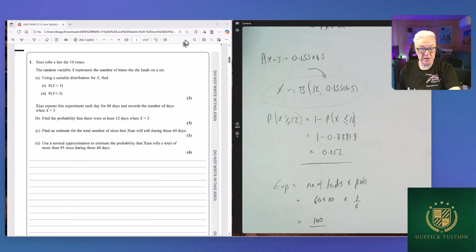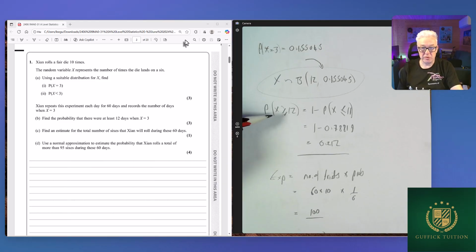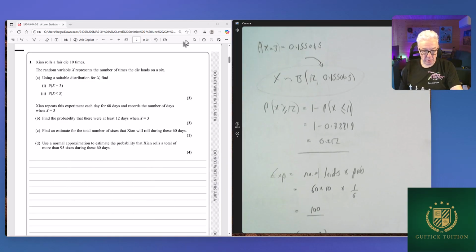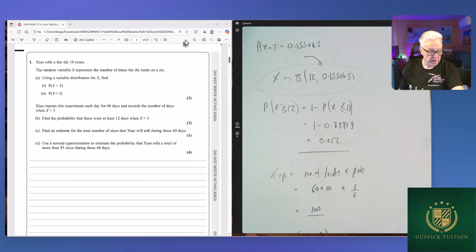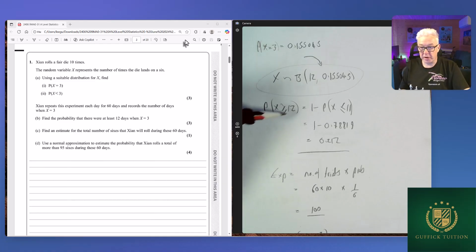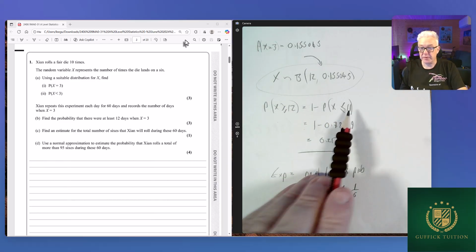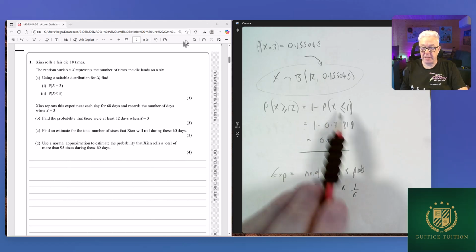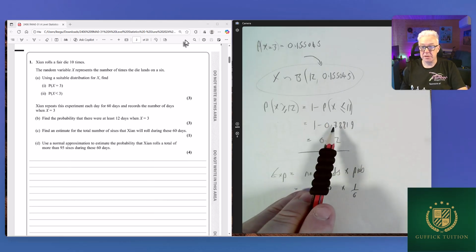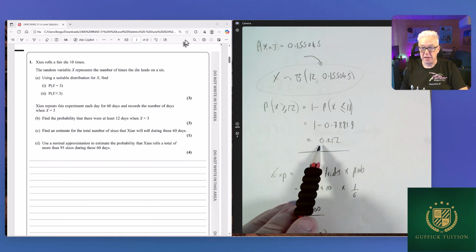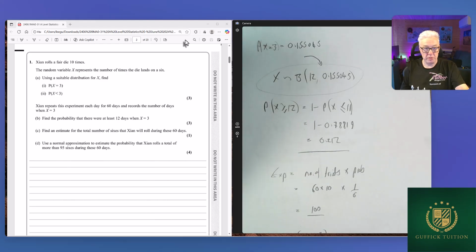Probability that there are at least 12 means probability of x is greater than or equal to 12. Depending on what calculator you're using, if you're using a graphical calculator, you can select the right-hand tail and work it out directly. However, if you're using a non-graphical calculator, you might need to work out 1 take away the probability of x is less than or equal to 11. And remember, it would be binomial CD. So that will give you 1 minus 0.78819, and you should get 0.212 for part B.